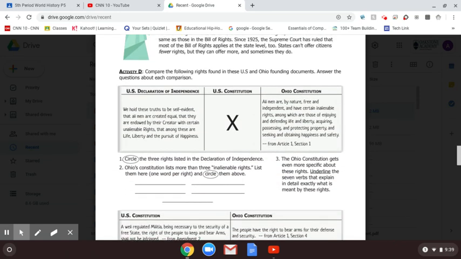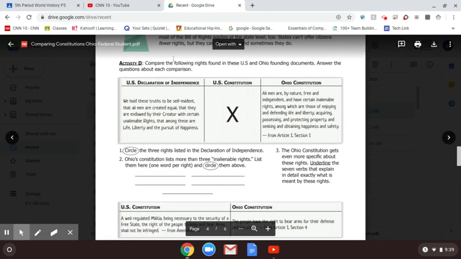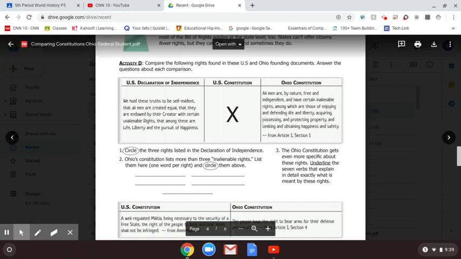All right, so activity D, the part you're going to be doing. Compare the following rights found in these U.S. and Ohio founding documents. Answer the questions about each comparison. So right here we have the U.S. Declaration of Independence. And then over here we have the Ohio Constitution, Article 1, Section 1. And you'll see there'll be certain words and phrases in here that are going to be pretty similar.